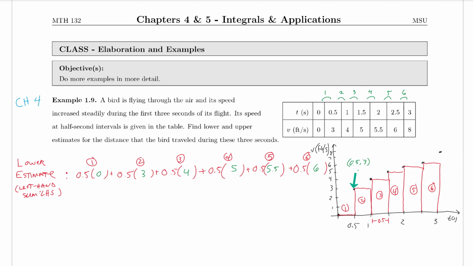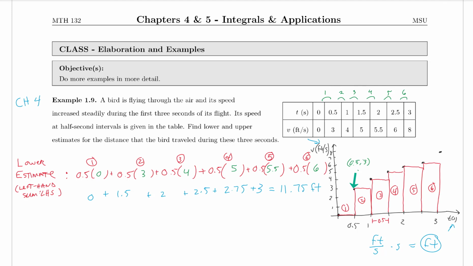So let's do some quick simplification. We have 0 plus 1.5 plus 2 plus 2.5 plus 2.75 plus 3. And so our lower estimate is 11.75 feet. And that is because we have feet per second multiplied by seconds. So we're doing feet per second times seconds. And so our total should be given in feet. And that's because that's what the area of a velocity graph gives us, the change in our position, which is given in feet.